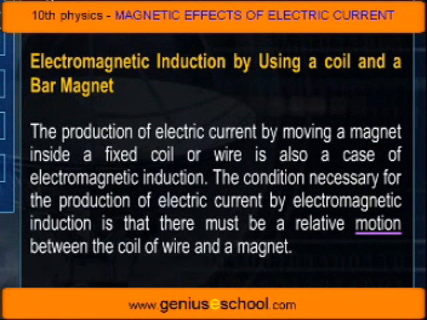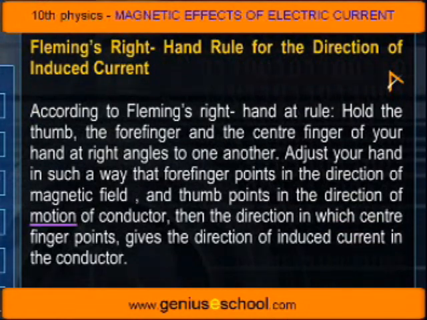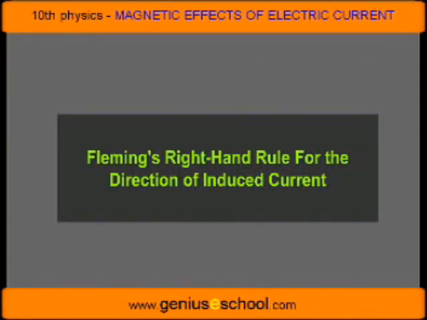The condition necessary for the production of electric current by electromagnetic induction is that there must be a relative motion between the coil of wire and a magnet. Now the rule for the direction of induced current: the right-hand rule for the direction of induced current.